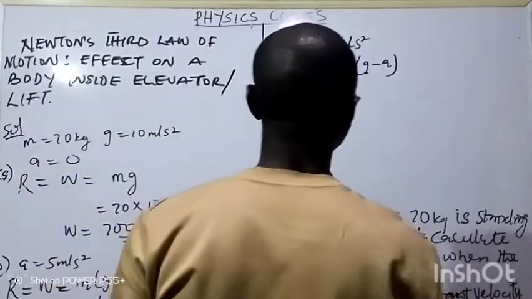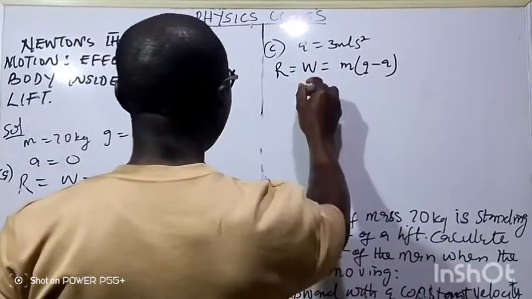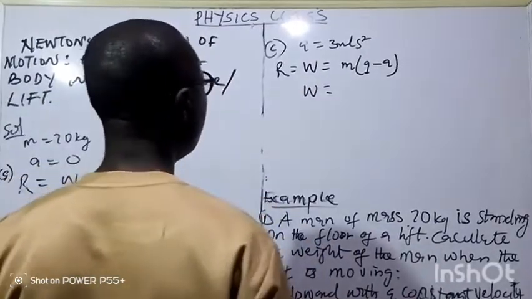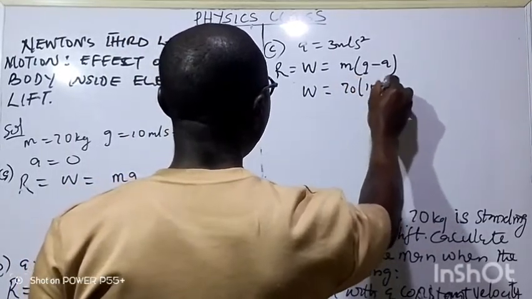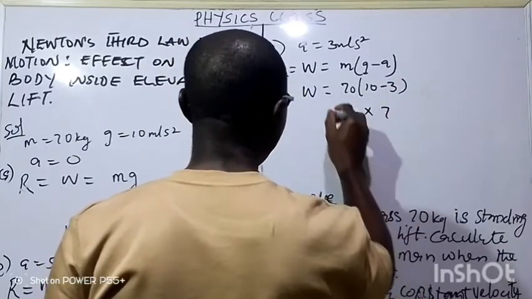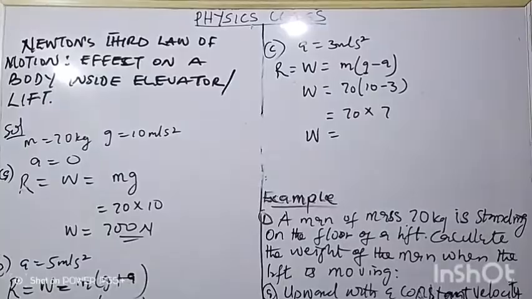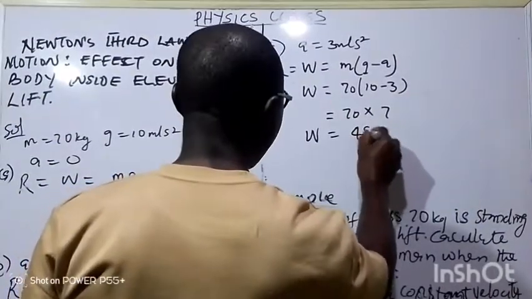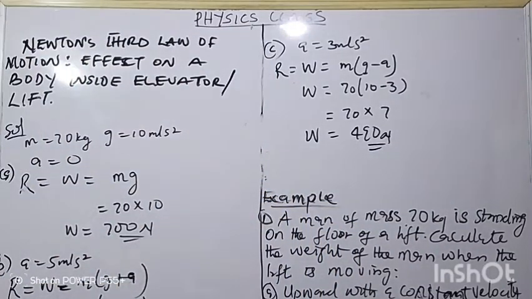So if we now use this formula, our weight, which is the weight of the body inside the lift, will be 70 into (10 minus 3). So that's 70 multiplied by 7, and the final answer for the weight of the body inside the lift moving downward is 490 Newton.